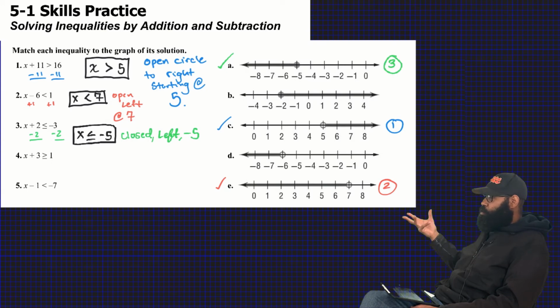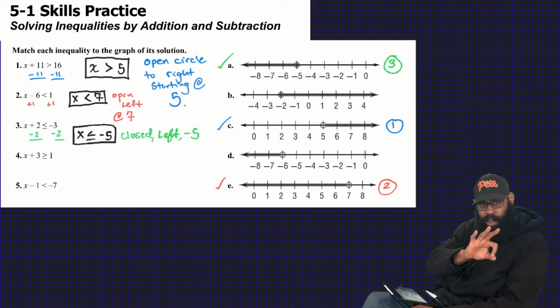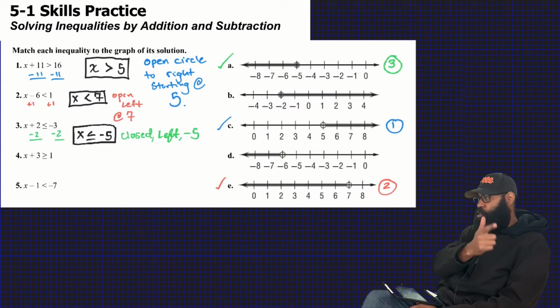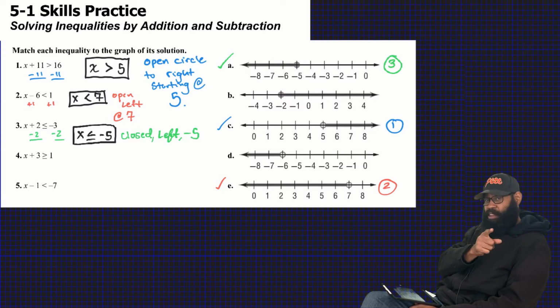To graph our inequalities and find the correct solution, there are 3 questions we're looking at. Where do you begin? Is it open or closed? Or are you going to shade left or right? So for the next one, what do you think? Open or closed circle? Good, it's equal to, it's a closed circle. Left or right? Good, it's pointing to the right.